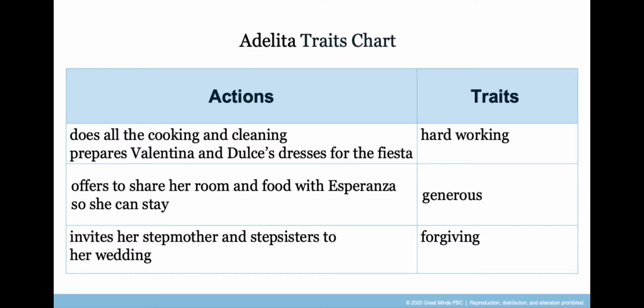All right, listen as I review some of the traits that we've identified. Hardworking, generous, forgiving. Remember, these are just some of the traits that you can choose. You may have written about a different trait in your journal, and if you did, you can use that trait if you wish. I want you to now think about the trait that you most admire about Adelita. Now, whisper it aloud.